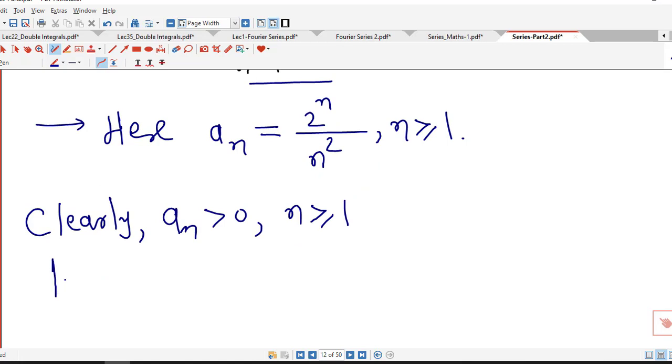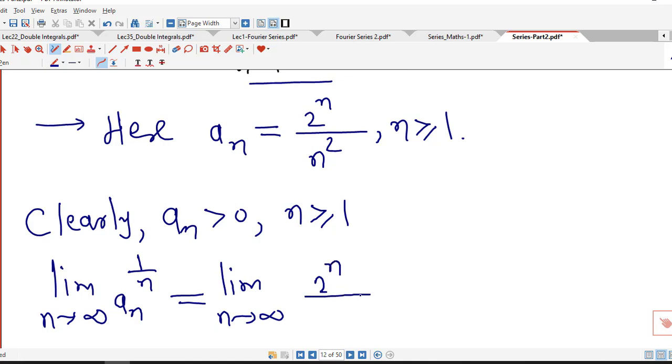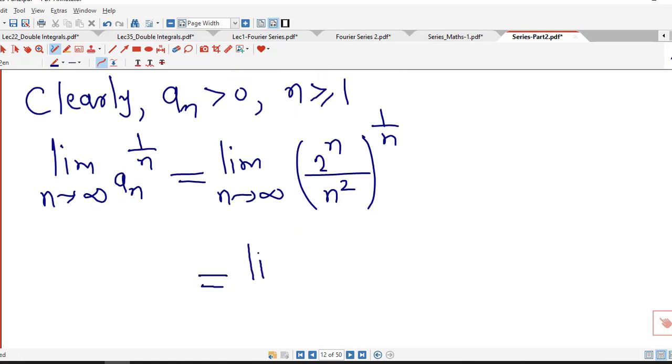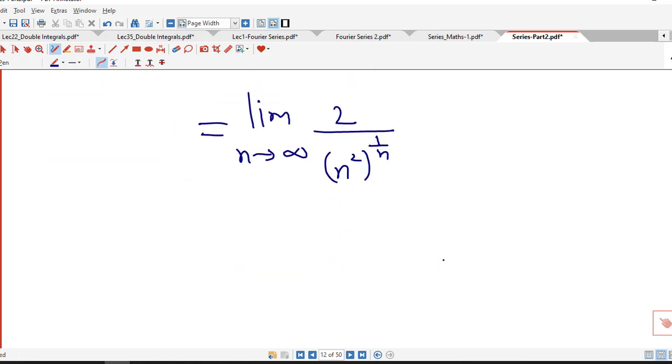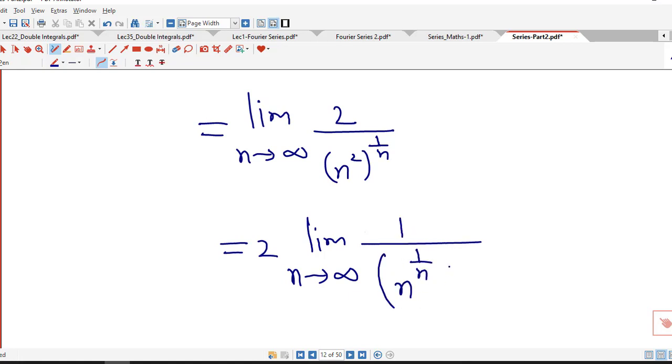So now we decide what is the limit of a_n raised to 1 by n as n tends to infinity. So this is the limit as n tends to infinity of (2 raised to n by n square) raised to 1 by n. So this is equal to the limit of (2 raised to n) raised to 1 by n, which is 2, and (n square) raised to 1 by n. Now 2 is independent of n, and the limit of 2 is 2, and this we can rewrite as the limit as n tends to infinity of 1 over (n raised to 1 by n) whole square.